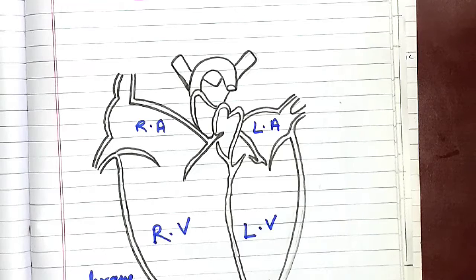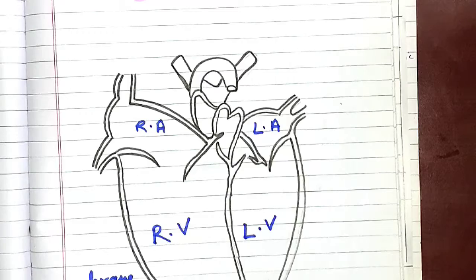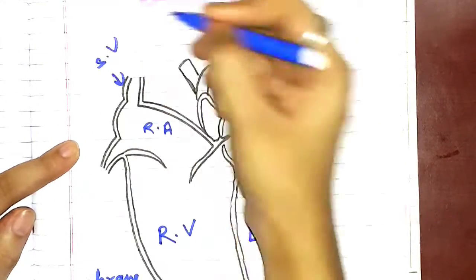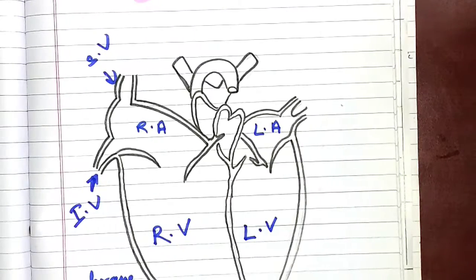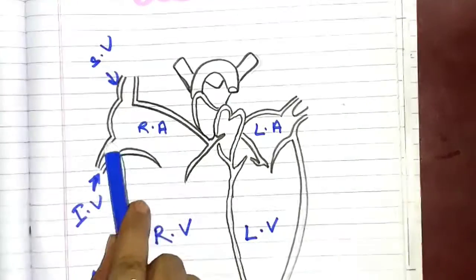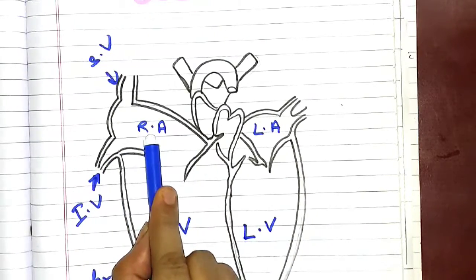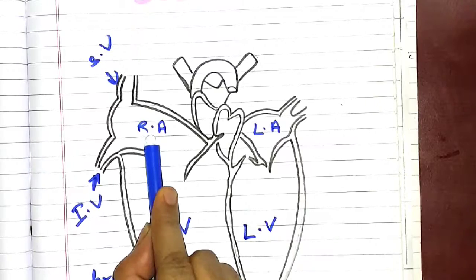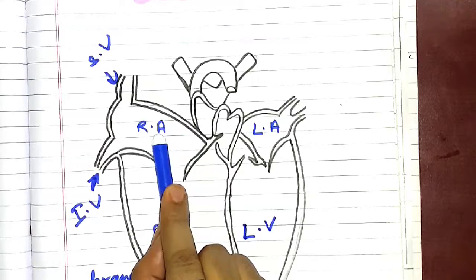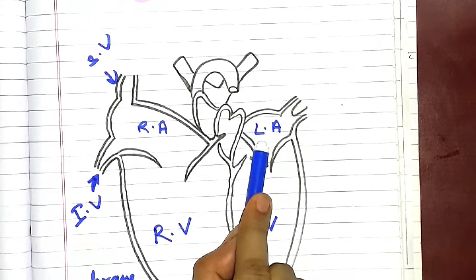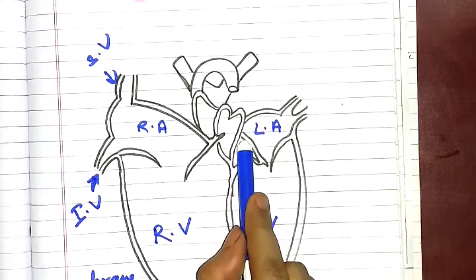Next we will see the function of these chambers. The right atrium receives blood from the superior vena cava and the inferior vena cava. Both carry deoxygenated blood, and the right atrium receives that deoxygenated blood from the superior and inferior vena cava and the coronary sinus. The right atrium internally separates itself from the left atrium by the interatrial septum, which contains the fossa ovalis.